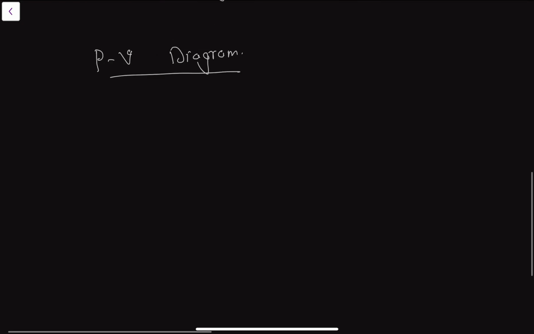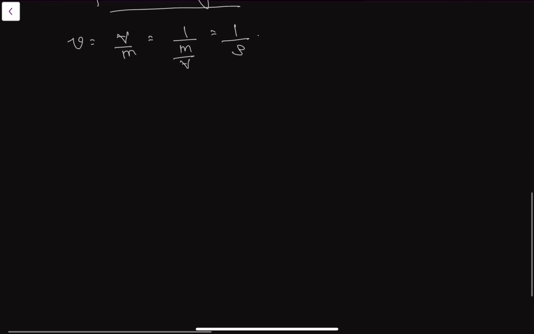Here, specific volume is defined as the total volume divided by mass, or you can write it as volume by mass. This is equal to 1 by density. So this is the specific volume. Let us draw the y-axis and the x-axis. On the x-axis we will plot the specific volume, and on the y-axis we will draw the pressure.